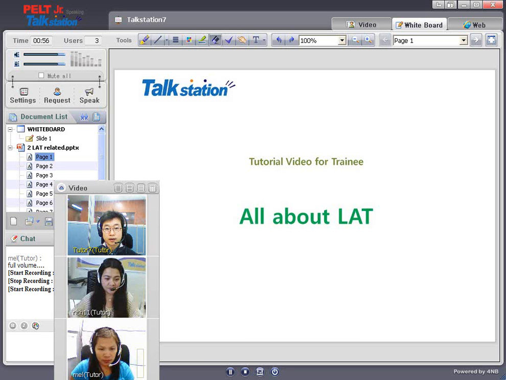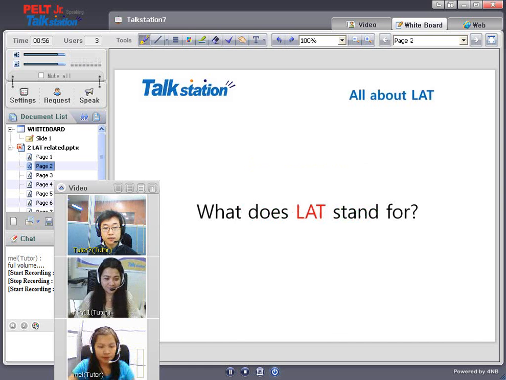Okay. With this tutorial, we're going to explain all about LAT. I hope after this tutorial, our new trainees can understand how significant LAT is, what it's all about. Okay, let's move on.